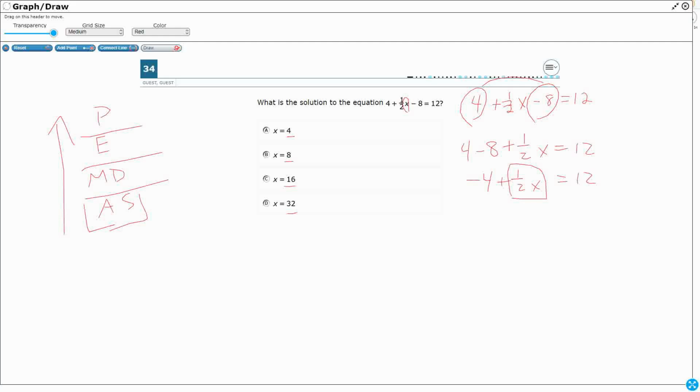So how do I get rid of that -4? Well, I add 4 to both sides. That's going to be the inverse operation, so that takes care of that. So now what I have is 1/2 x equals 16.